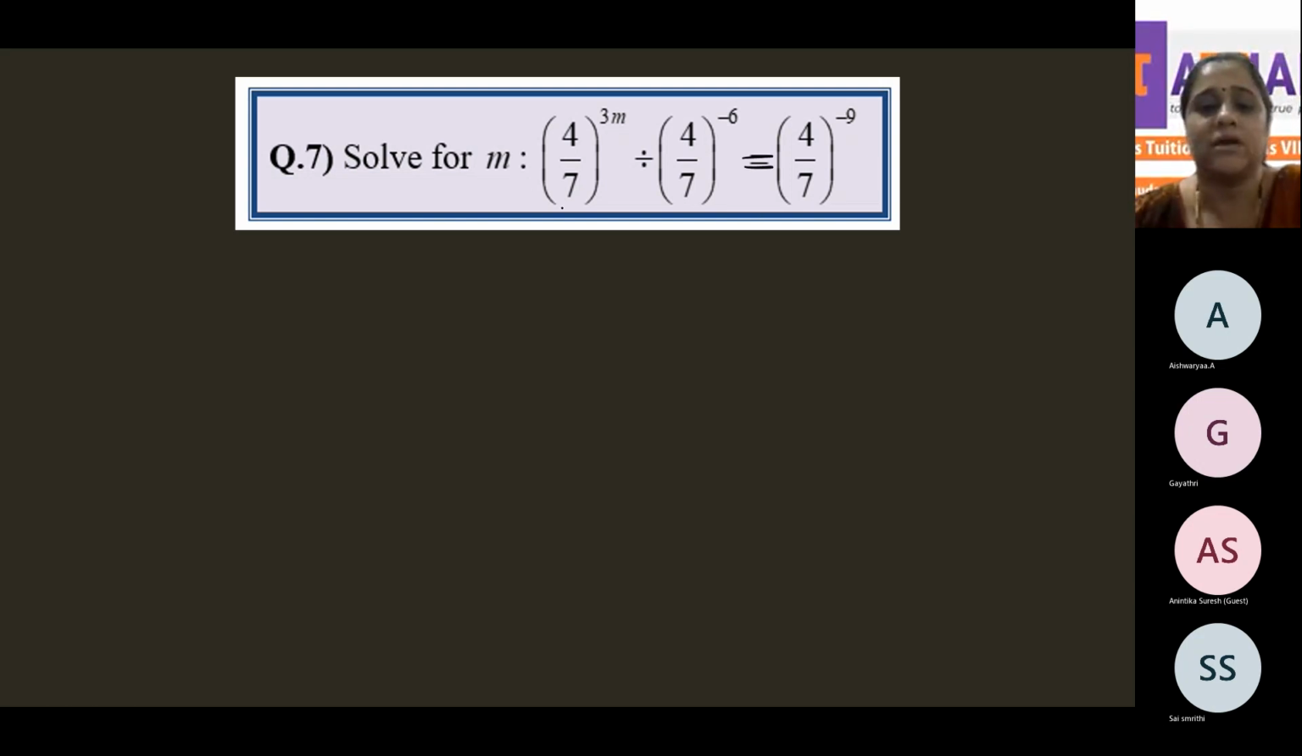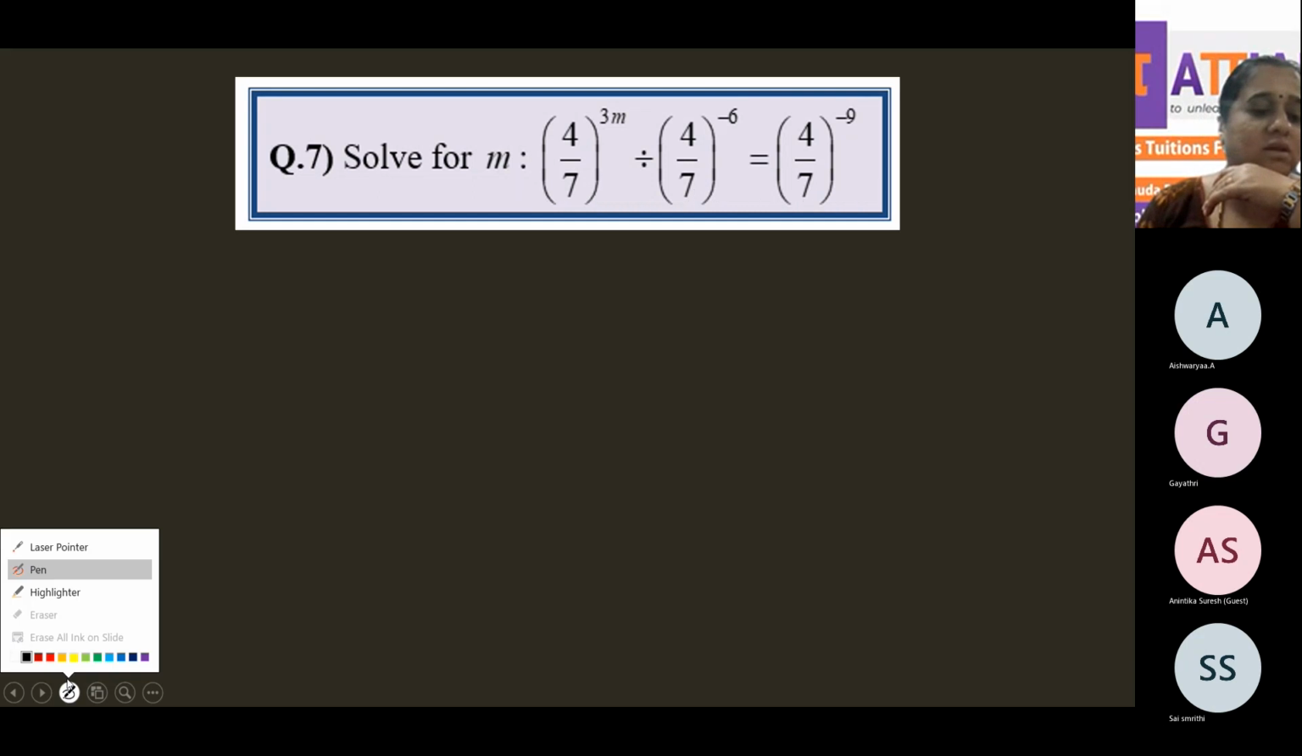This is the left hand side. This is the right hand side. We have an equation. Now we need to solve this equation and find the value of m.